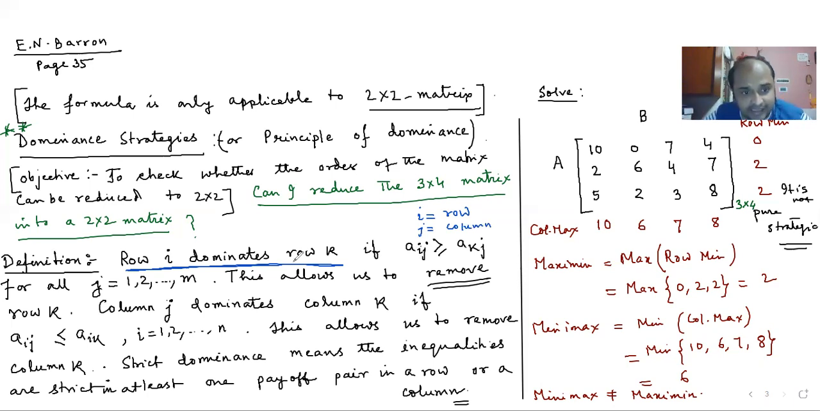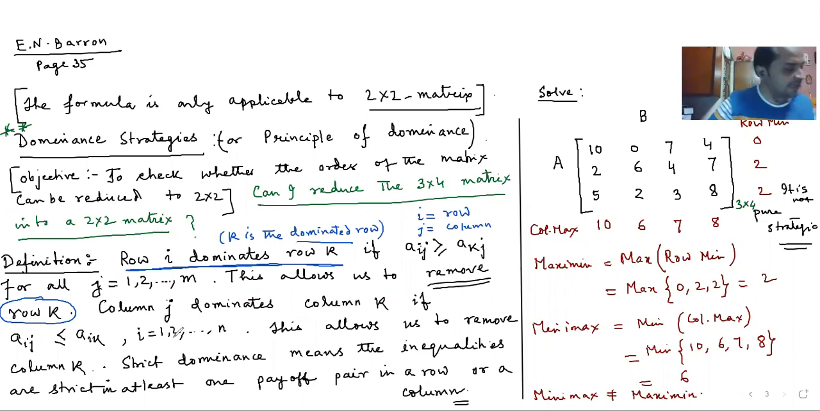So in this case, k is the dominated row. The row k is being dominated by row i, and the dominated row will actually be deleted. Dominated row will actually be deleted.